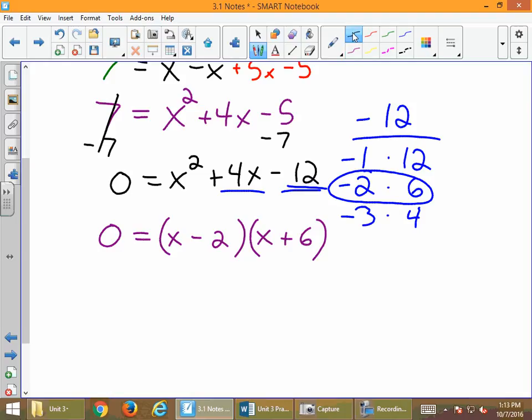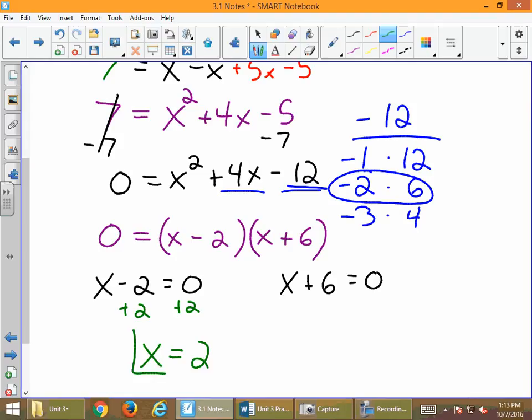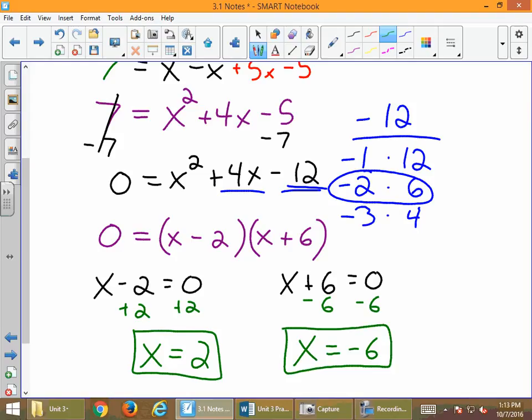So how do I use that to my advantage? Well, I'm going to set each of these equal to 0 to figure out which one it is. So the first one, I'm going to say x minus 2 is equal to 0, and I'm also going to say x plus 6 equals 0. Go ahead and solve. This one's going to be a one-stepper. Add 2, add 2. So x equals 2 in this case. The other one over here, minus 6, x equals negative 6. So those are my two answers.